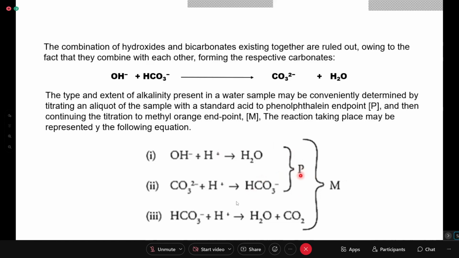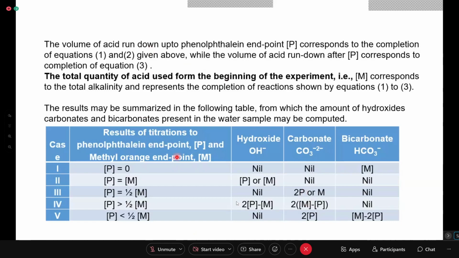Now, when the solution turns colorless, you note it down as P and you add methyl orange indicator to the colorless solution, and ahead of P you have to titrate. So all bicarbonates will be neutralized ahead of P up to M. So what is M? When you add methyl orange, if bicarbonate is present, it will show yellow color. This yellow color will turn orange red. So the volume of acid run down from the beginning, that is the 0 mark, up to P and then up to M. From the relationship between these P and M, we can state what type of alkalinity is present in the water sample.